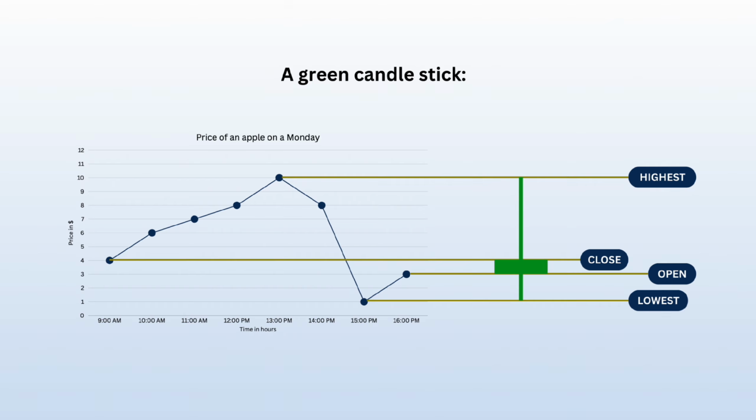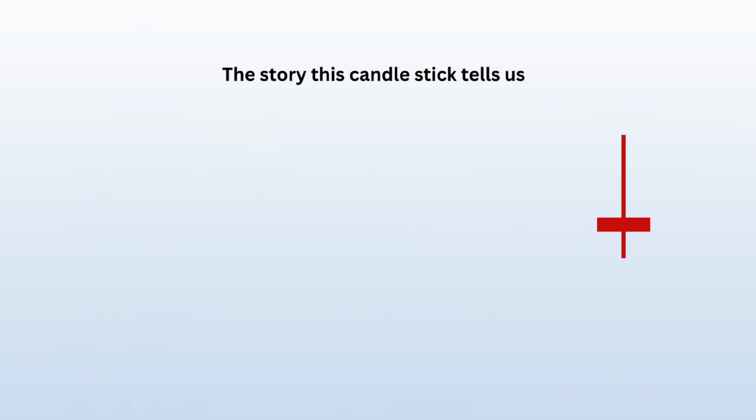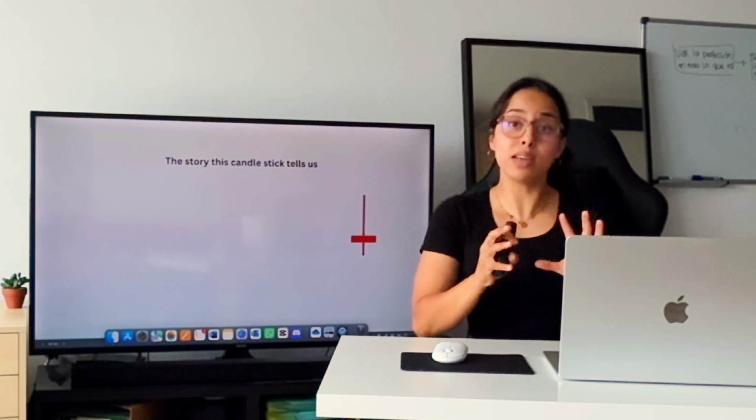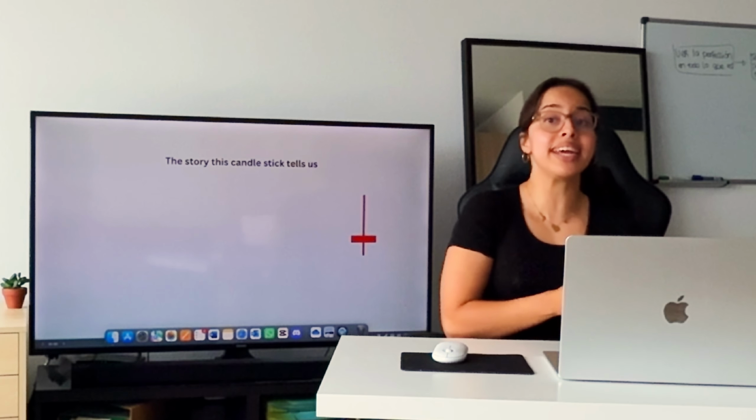This is the green candlestick that we had. And in the next slide, I'm gonna draw the exact same candlestick with the only difference that the opening and the closing price are switched up. Pay attention. Look at that. So now let's take a look at the story that this candlestick then tells us. It's the same candlestick, but instead of it being green, it's red.